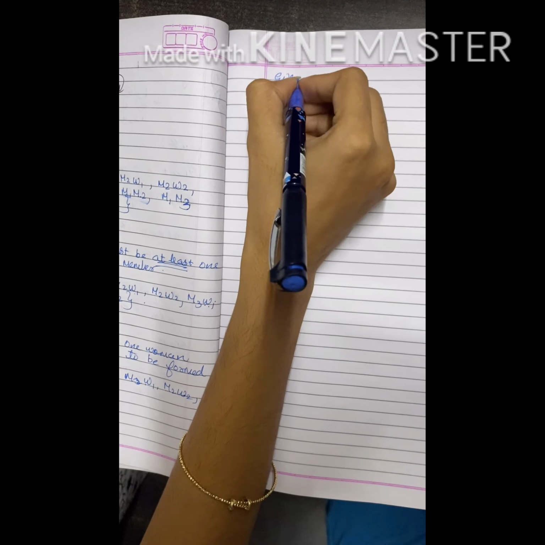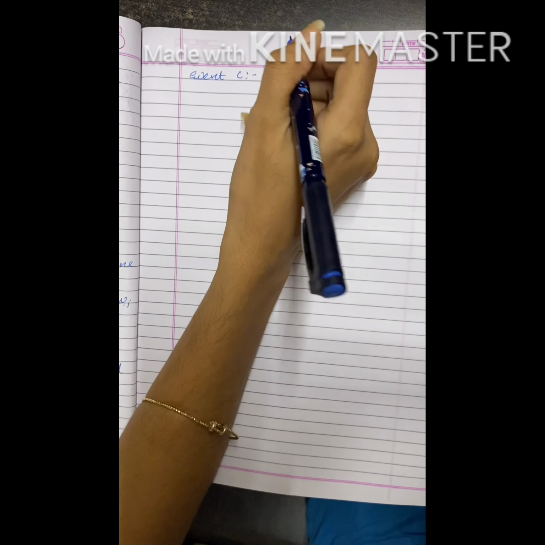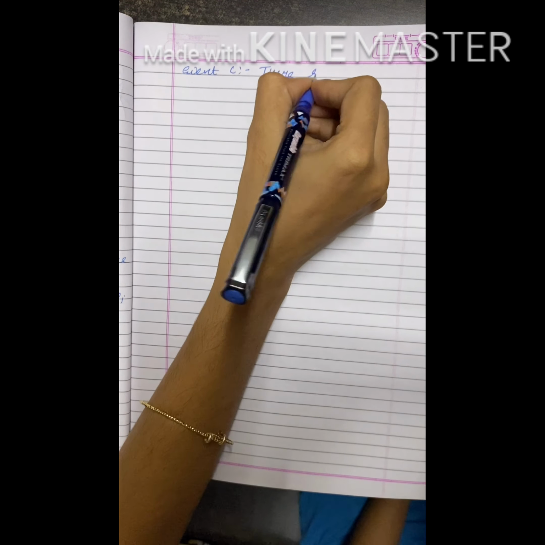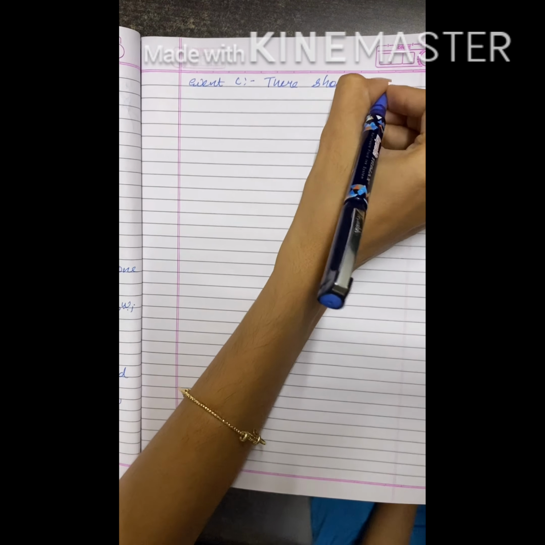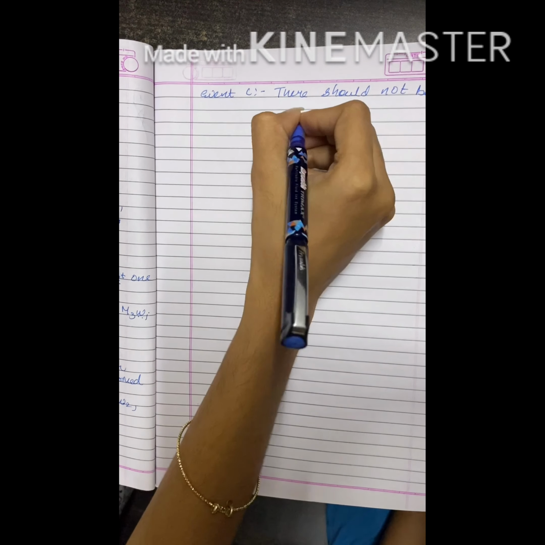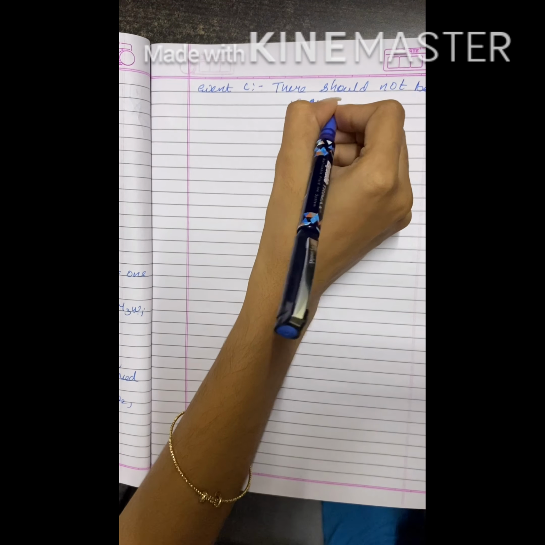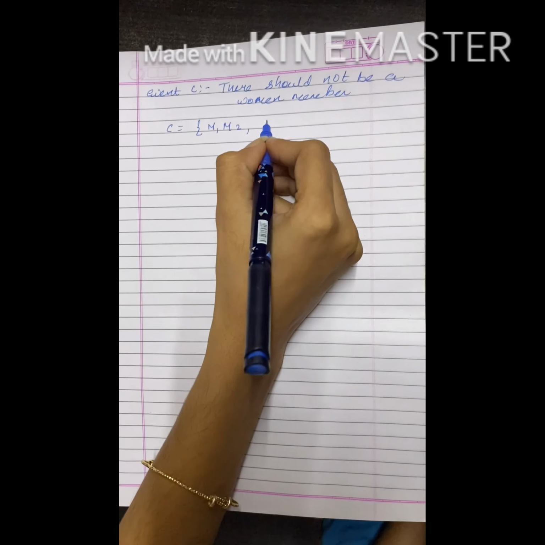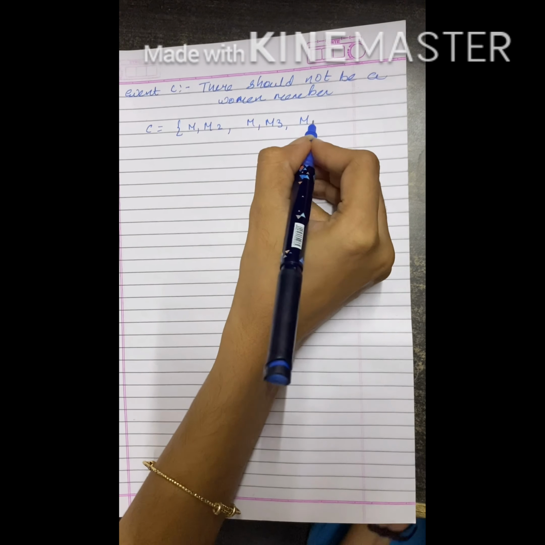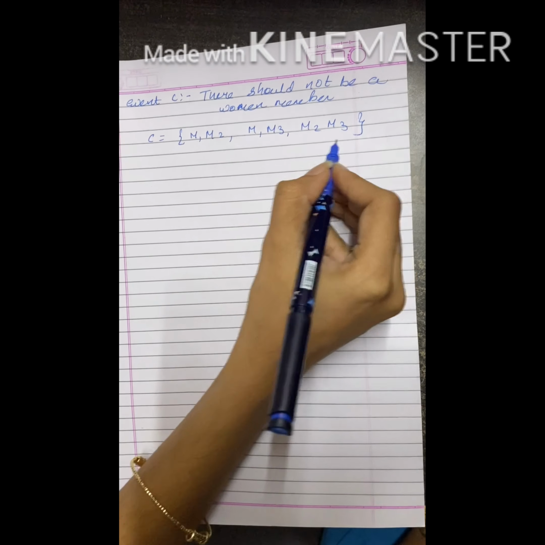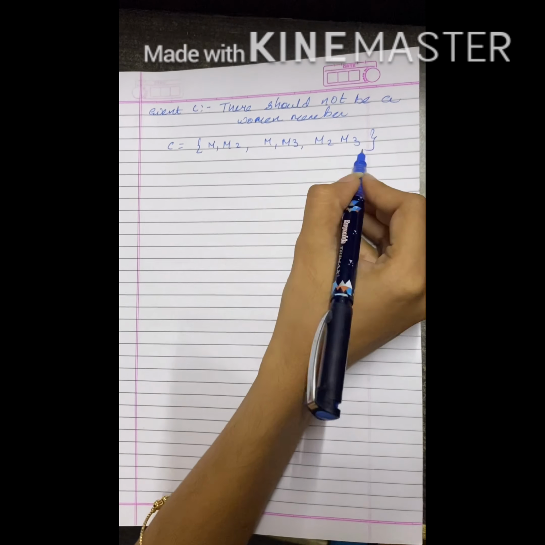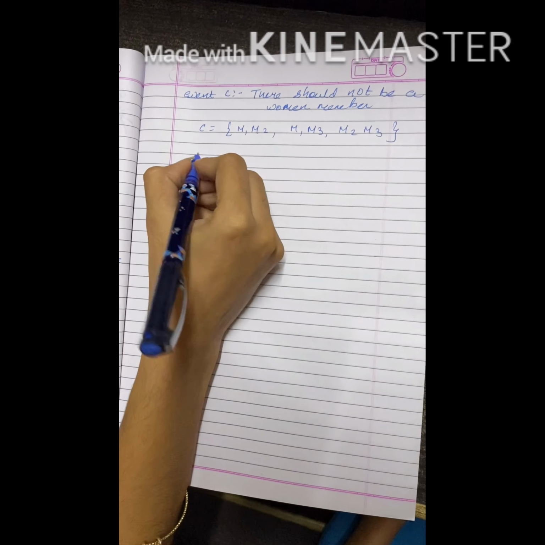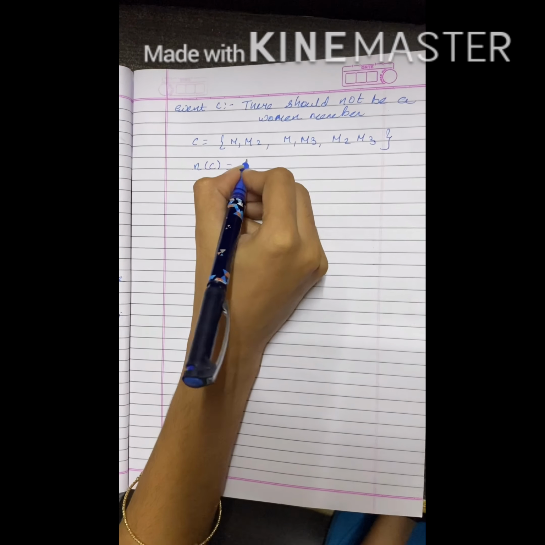Now next event is event C, where there should not be a woman member. No woman member should be present in event C. So we'll consider only male members, that is M1 M2, M1 M3, M2 M3. No other term will be present because we need only male members, no woman members. So N of C is equal to 1, 2, 3.